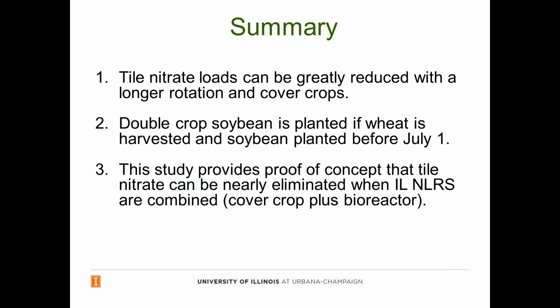So overall, this study provides proof of concept that tile nitrate can be nearly eliminated when we combine these nutrient loss reduction strategies that are outlined in our Illinois strategy. And what we've done is we've combined cover crops and bioreactor. Now in this study, the bioreactors don't have that much to do because the cover crops and the rotation are doing such a good job that in fact we're starting to reduce sulfate, and you can smell hydrogen sulfide, and that's not what we're after.